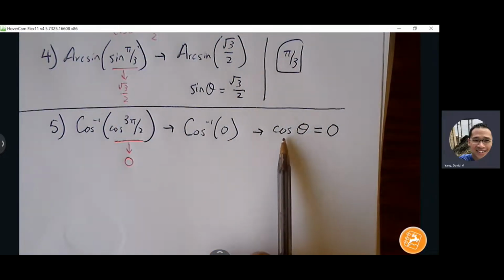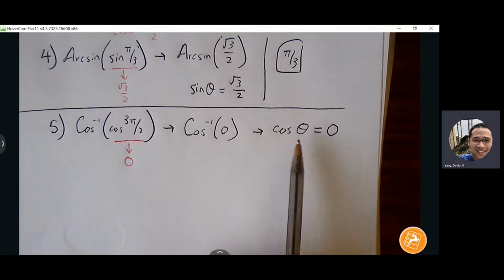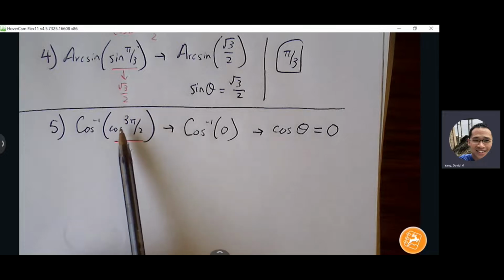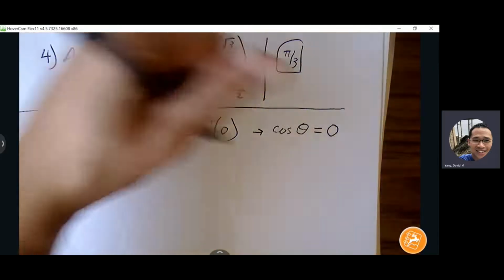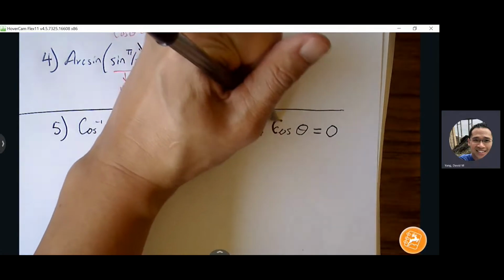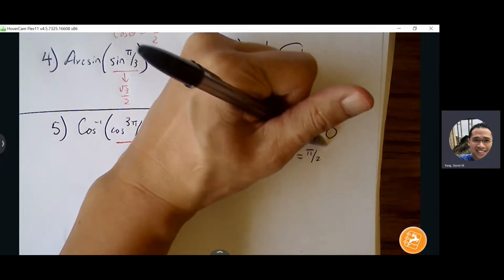So now we're forced to just look at the first and second quadrant. Where's cosine equal to 0? Pi over 2. So even though this is starting at 3 pi over 2, once we're back in terms of principal values, we have to look in the first and second quadrant. So pi over 2.